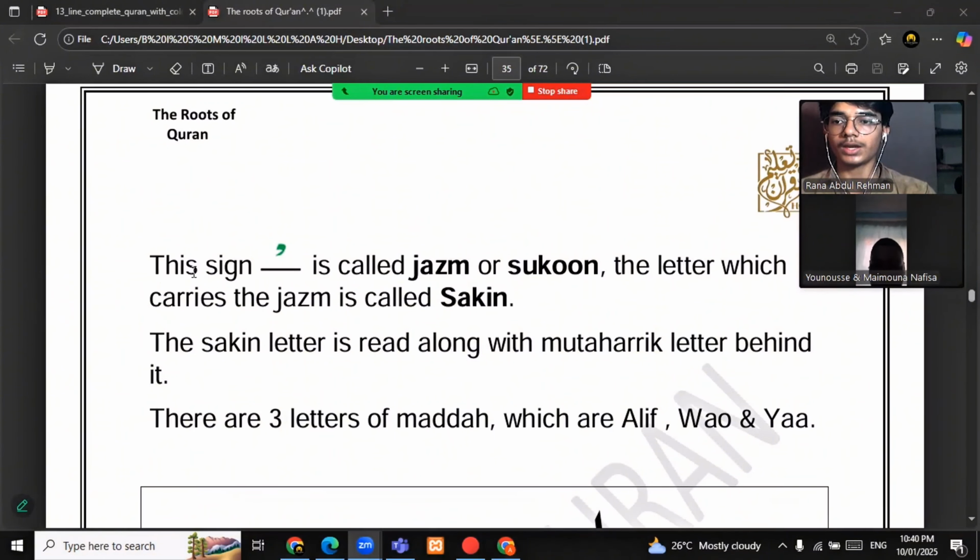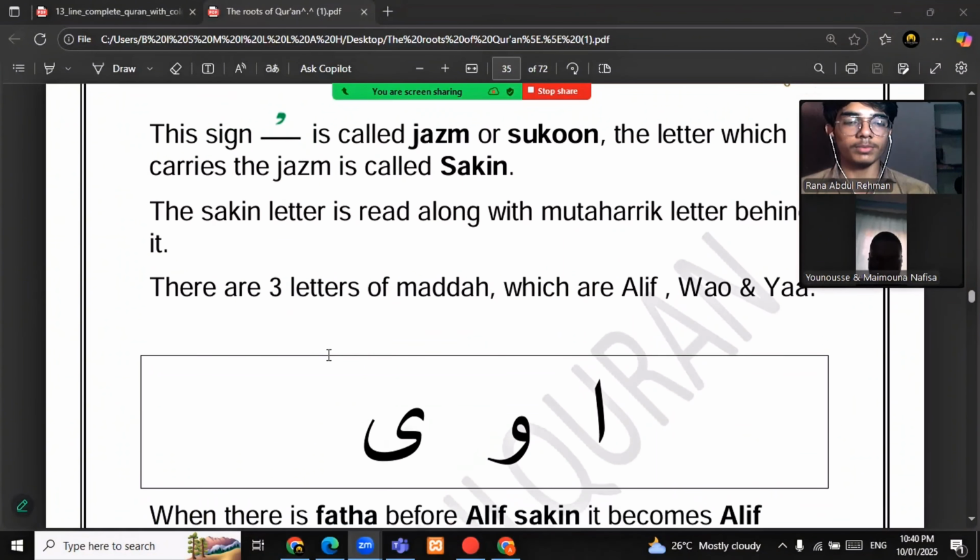The sign Jazm is called Jazm or Sakoon. The letter which carries the Jazm is called Sakin. And the Sakin letter is read along with the Mutaharrika letter behind it. There are three Madda letters: Alif, Waw, and Ya.